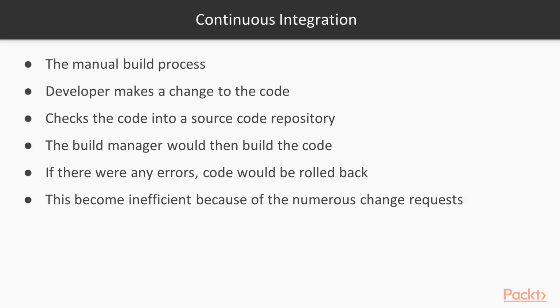Now, this becomes inefficient in nowadays systems because of the numerous change requests. Every time you have a change request, and this is very frequent, you can't expect the build manager to keep on making that build, this manual intervention process, because when you have large complex systems, the build process itself can take time. It's not a matter of minutes. The build process could take hours. So every time you have a change request, and suppose the build fails and you have to roll back, this entire manual process is a headache.